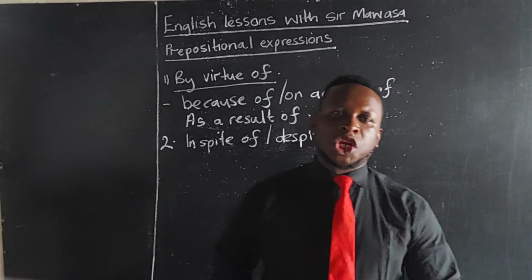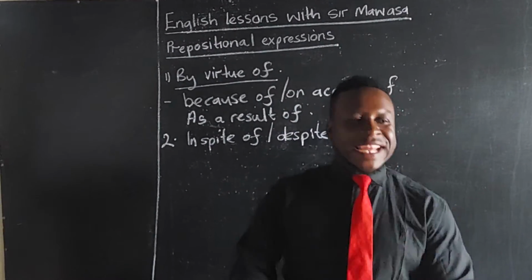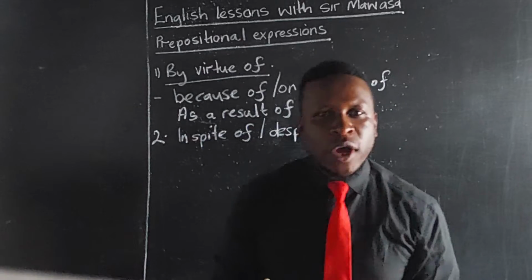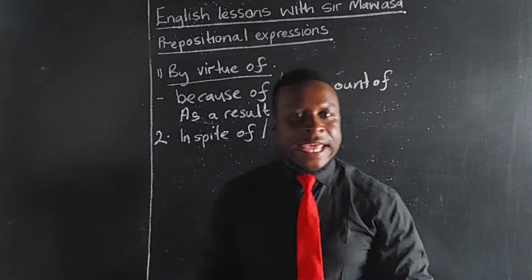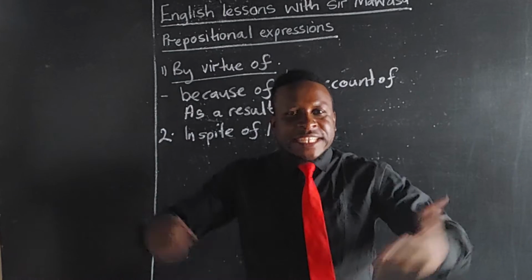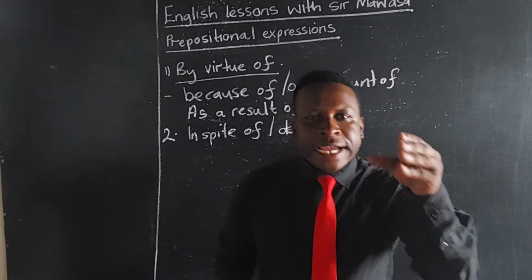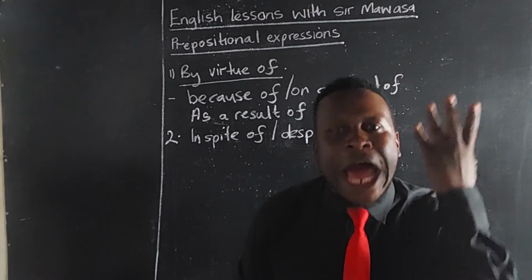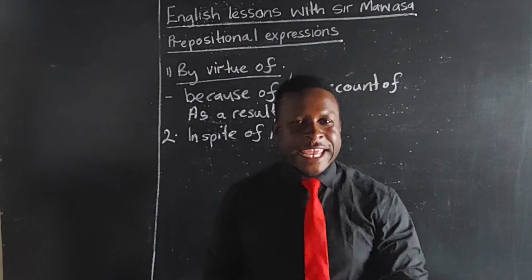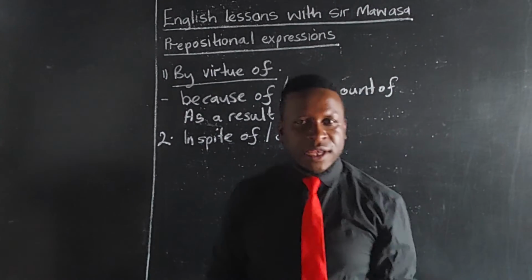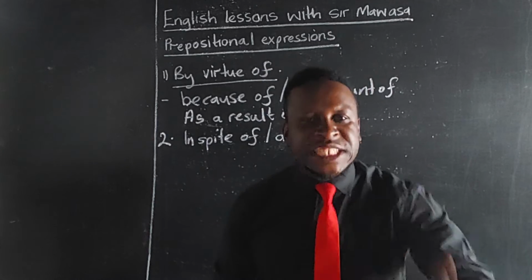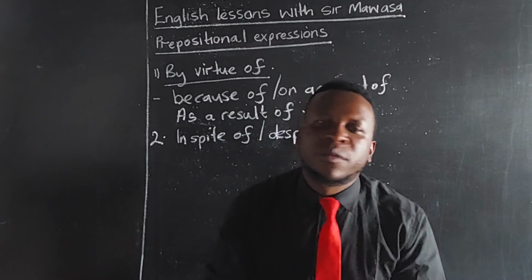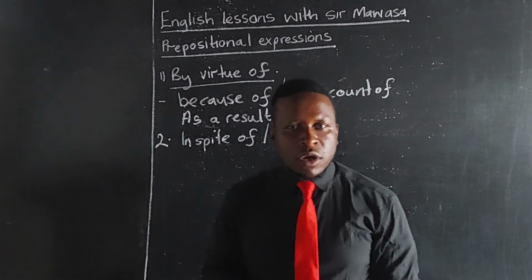I want to talk about in regard to. In regard to simply means in respect to, in relation to, in reference to someone or something. That is in regard to. In regard to your request for information, I regret to inform you that I am not able to help. In relation to your request, that's what I'm saying. In relation, in respect, with respect. So, I regret to inform you that I am not able to help.